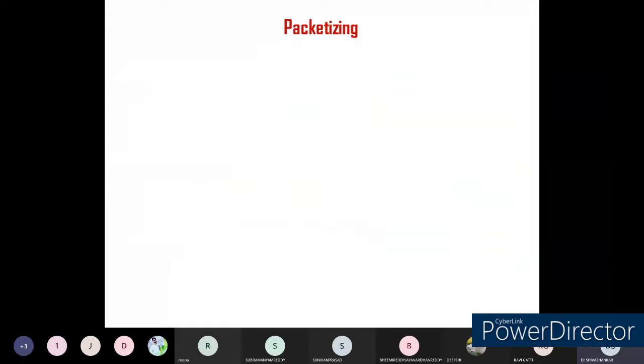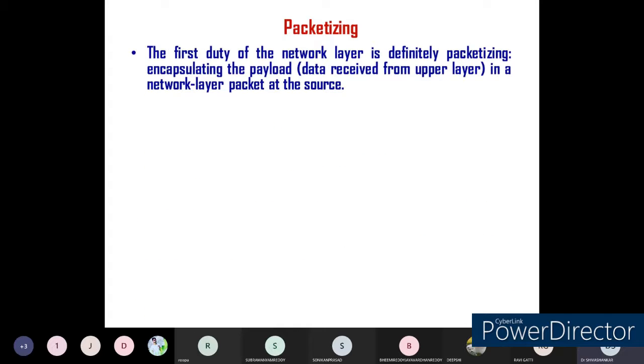So in network layers, what is packetizing? So packet is nothing but the standard format of the information or data in the network. So IP packet, internet protocol packet, for example. Now let us see what is packet or packetizing. The network layer is definitely packetizing, means in the network layer packet format should be there. So encapsulating the payload or data received from upper layer. Upper layer is the data layer, data link layer, right?